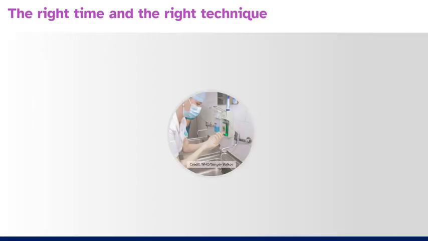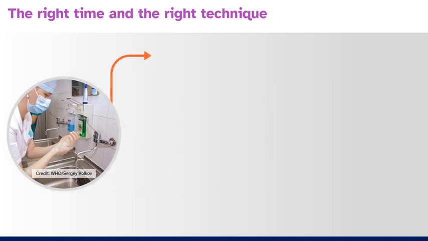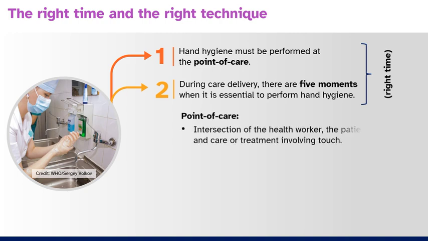These rules stress the importance of timing and technique in hand hygiene, integrating seamlessly into routine patient care. Hand hygiene must occur right at the point of care and during 5 critical moments in patient care. What do we mean by point of care? It is defined as the intersection of the health worker, the patient, and a care or treatment involving touch. There may be multiple points of care across a facility or ward.